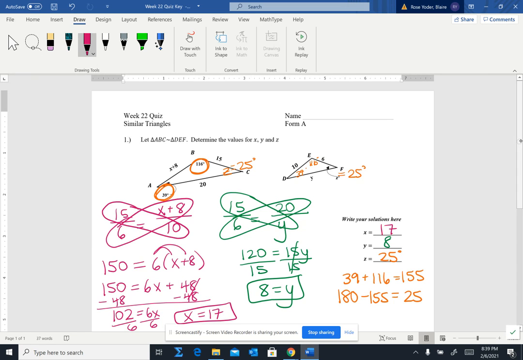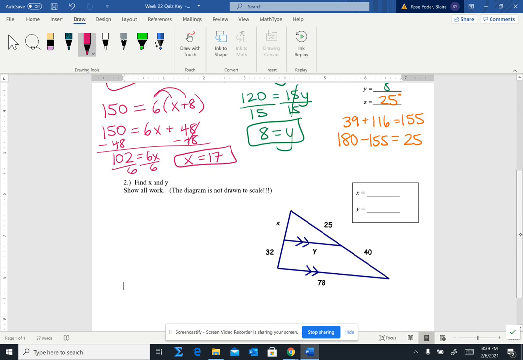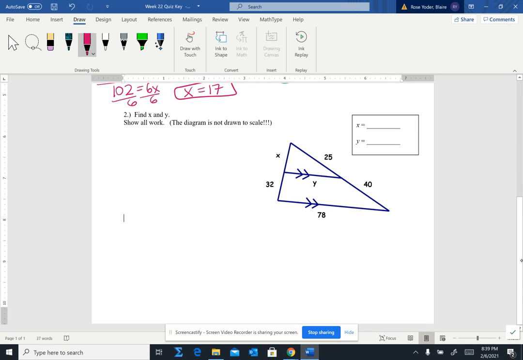All right, number 2, we're going to have to draw our own picture. So I'm going to draw the little triangle that's here on top. So that one is X, Y, and 25. Some people tried to use 32 as a side length of that triangle, but it's not, it's X.